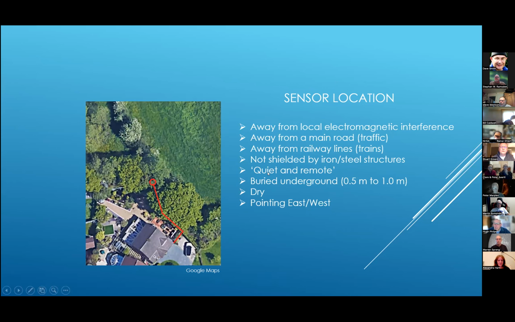Basically, it should be quiet and remote. So I've got mine buried underground, about 800 millimeters underground. And the sensor has to be kept dry, and it's pointing east-west. So this is my house, and that's the sensor buried under the trees out of the way, and that's the line going into the side of my house, into the garage.